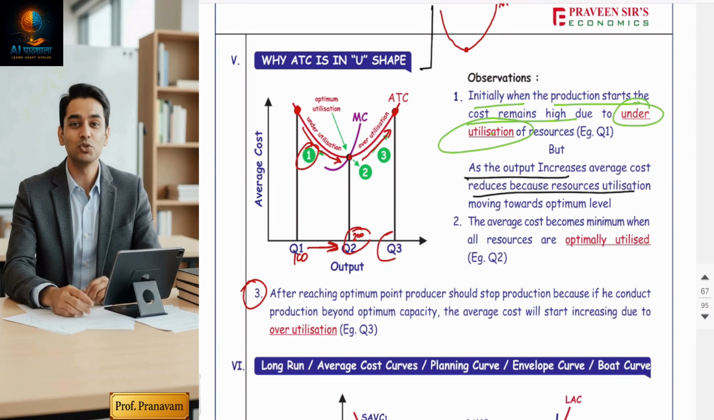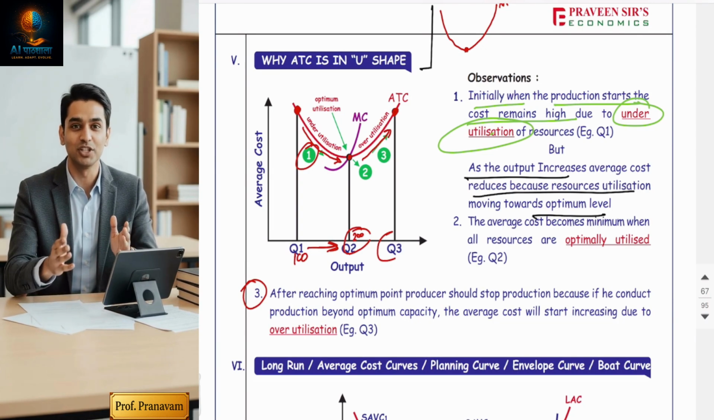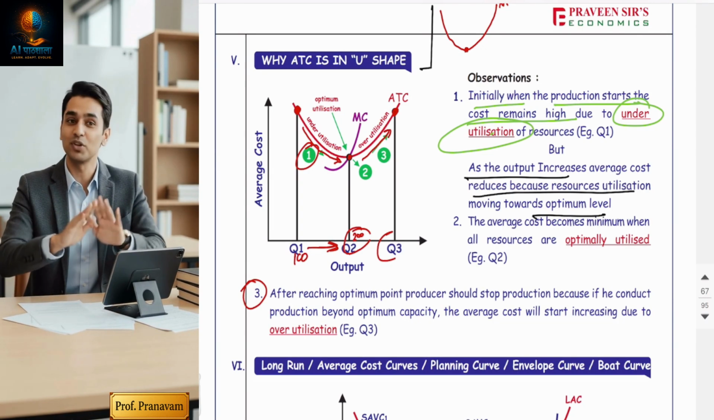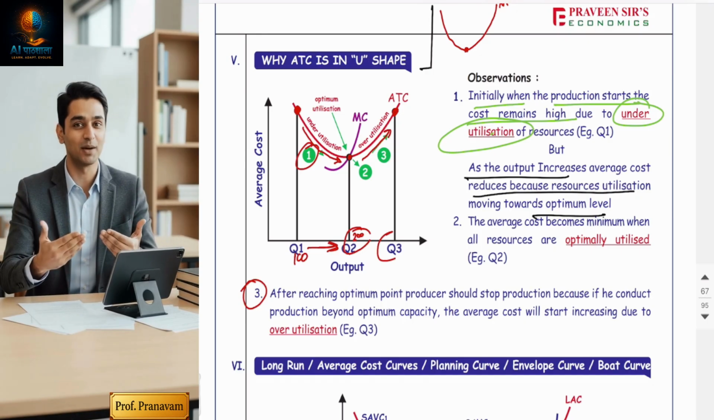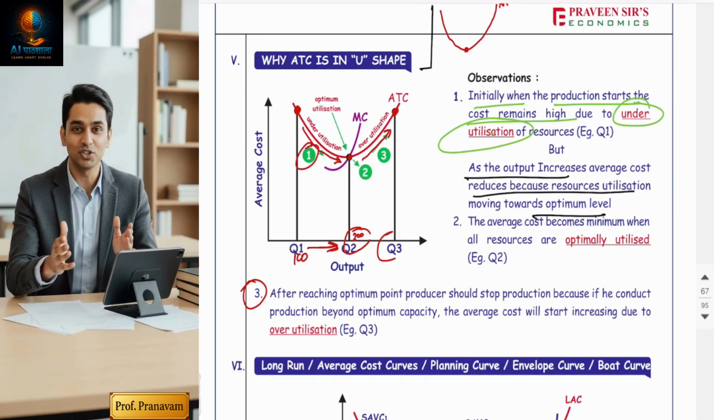As the output increases, cost reduces. Why? Because I'm moving towards the optimum. I haven't reached the optimum yet. My cost is reducing, which means I'm reaching towards the optimum. The optimum point is where cost reaches the minimum and becomes constant. There is no scope to fall and rise.